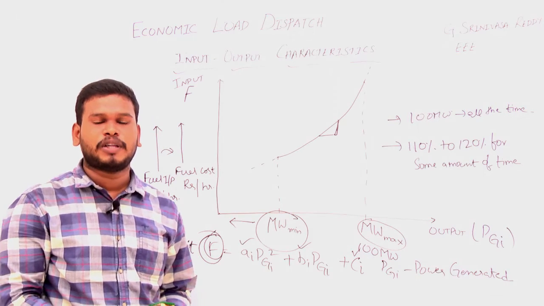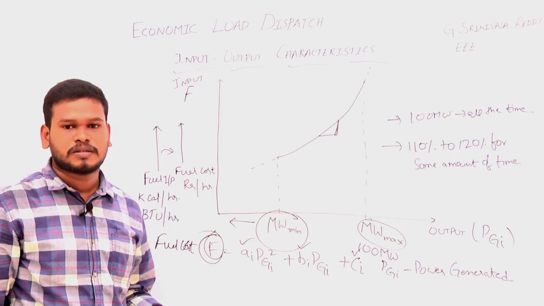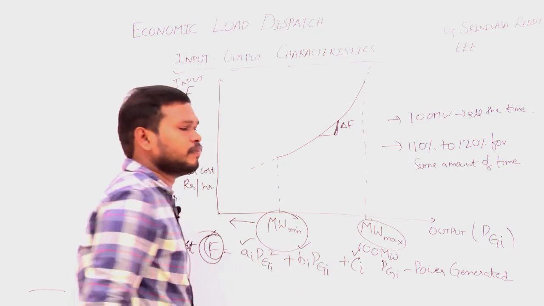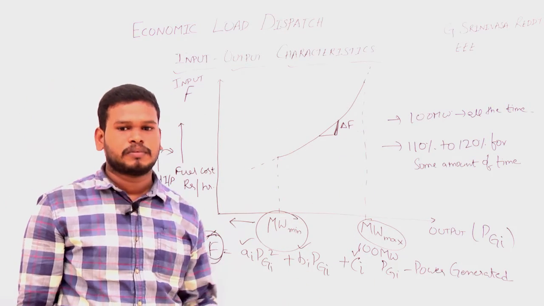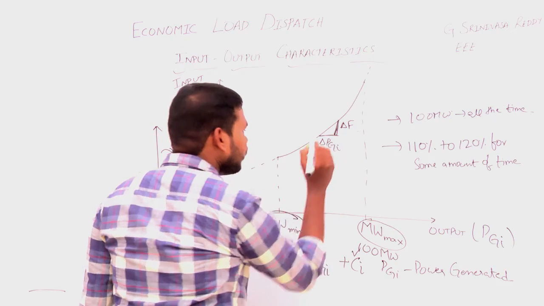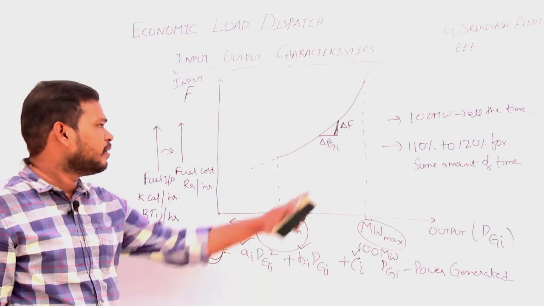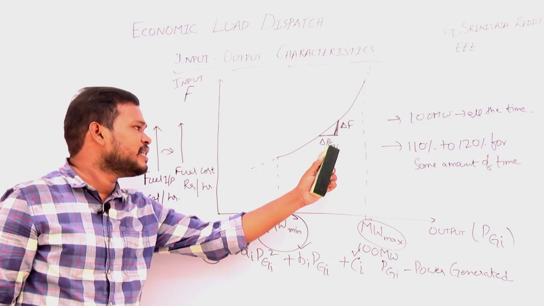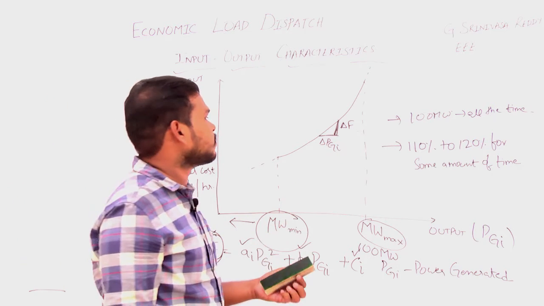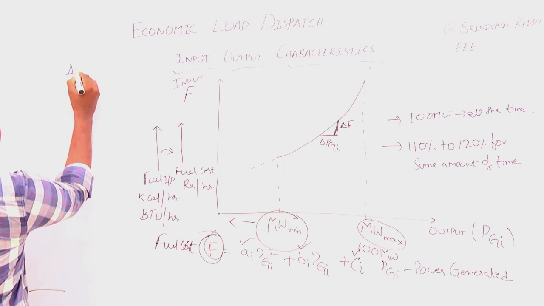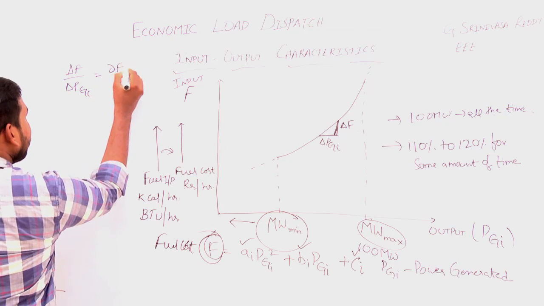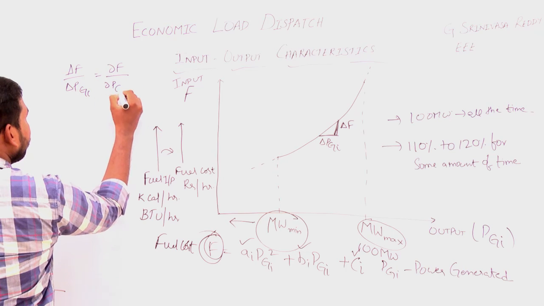Now let us try to know about the incremental fuel cost. Suppose you increase the fuel input by delta F, and there is some increase in the power output. How much is the generated power increased? That is, for a change delta F, what is the change delta PGI? That is nothing but the incremental fuel cost, delta F by delta PGI. Otherwise it can be written as dou F by dou PGI.